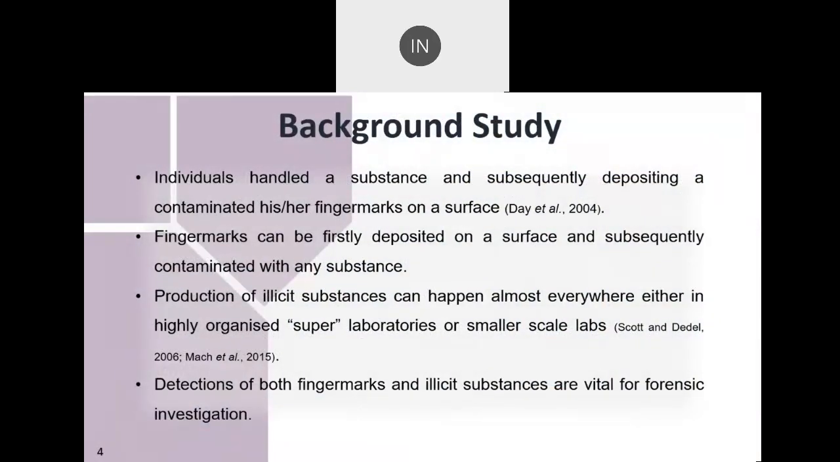In a clandestine lab situation, finger marks can be deposited in various ways. Individuals could handle a substance and subsequently deposit their contaminated finger marks on the surface. Finger marks can firstly be deposited on the surface and subsequently contaminated with any substances, or perhaps the other way around. Since the production of these illicit substances can happen practically anywhere, detection of both finger marks and illicit substances are vital for forensic investigation.